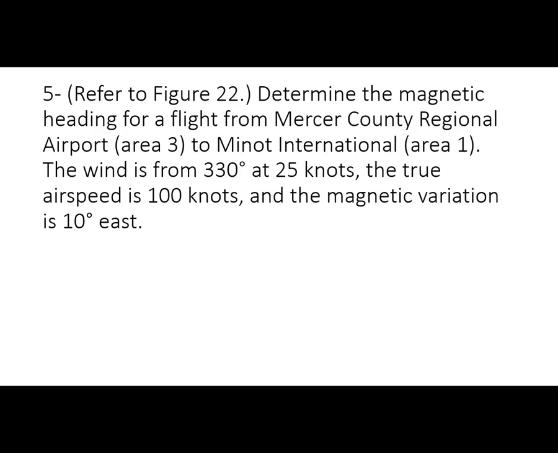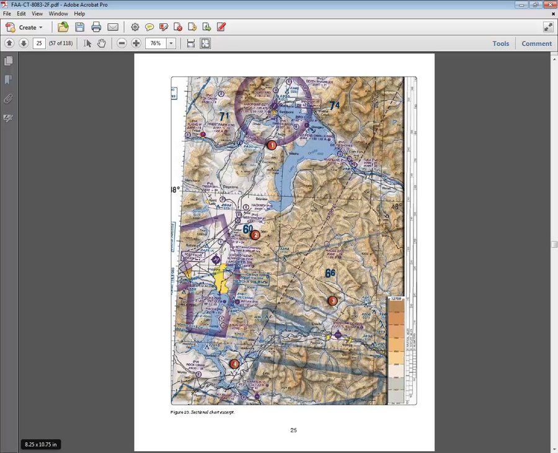This is going well. Let's do the number 5 question. Figure 22, determine the magnetic heading for a flight from Mercer County to Minot International. The wind is 330 at 25, true airspeed is 100, and the magnetic variation is 10 degrees east. So again, magnetic heading means we've corrected our true course for both winds and variation. So we have to find out what our true course is. So we're going to pull out figure 22.